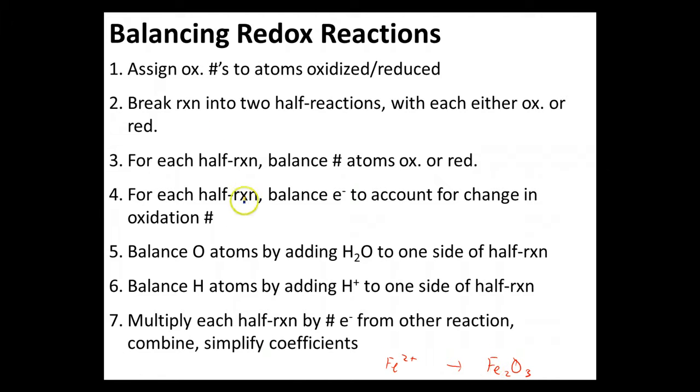Now let's look at our steps. The first thing we're going to do, we need to assign oxidation numbers in order to determine what atoms are being oxidized or reduced. Now if we already know, then those are the only ones we have to do. If we're not sure which ones are being oxidized or reduced, then we'll do them all.